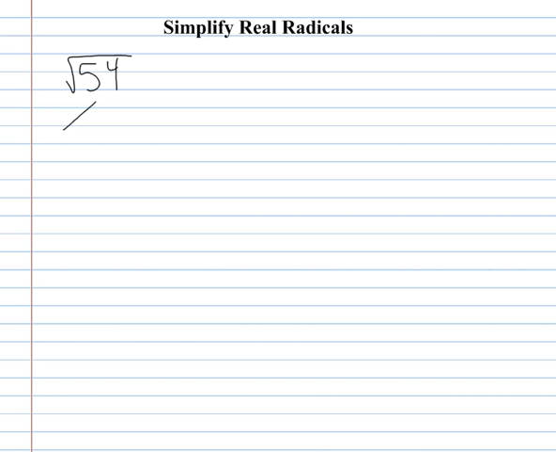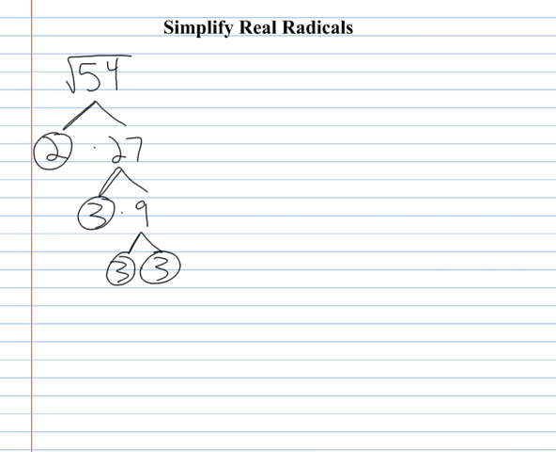So what you want to do is make a little tree of all the prime factors of 54, and you do that just by splitting it into two factors that you know and keep splitting the factors up until they're all prime. So for example, 54 I know is 2 times 27. 2 is prime, 27 is not. 27 is 3 times 9. 3 is prime, 9 is not. 9 is 3 times 3. Both of those are prime.